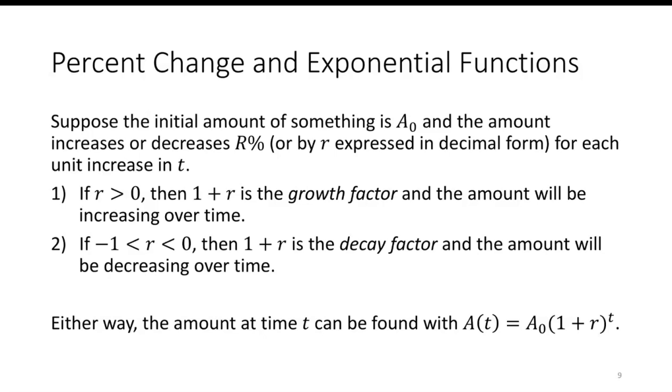Either way, the amount at time t can be found with this function: A of t equals A0 times (1 plus r) to the t.